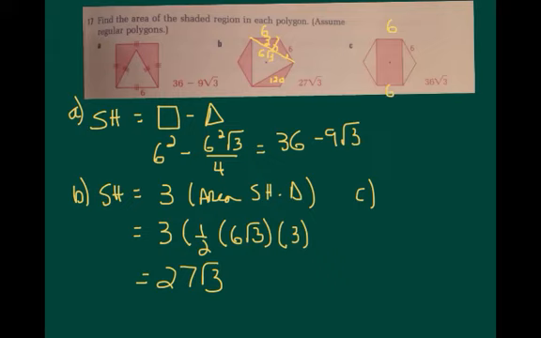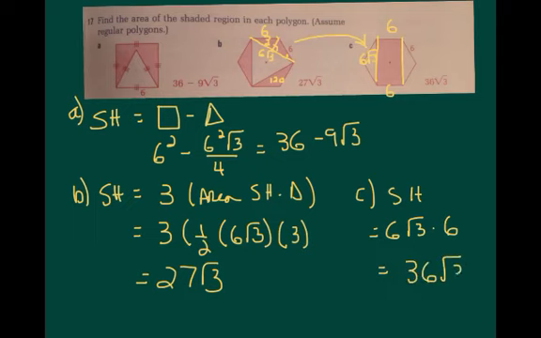In part C, I'm going to find the shaded region kind of directly. By looking at this 30, 60, 90 triangle from part B, that's the same triangle that's not shaded in part C. And I can see that I just determined that the length of these longer sides of the rectangle are 6 root 3. So I'm just going to find the area of the shaded region directly. It's going to equal 6 root 3 times 6, which will give us 36 root 3.